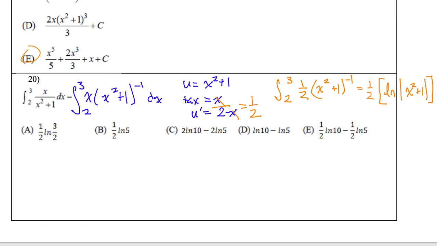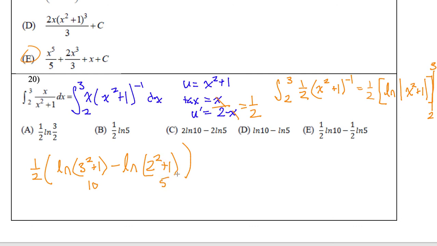Now let's go ahead and finish this problem. Evaluation bar, ran out of room, between 2 and 3. So when I plug in 3, I have that 1/2 still factored on the outside. I have natural log of 3 squared plus 1 minus the natural log of 2 squared plus 1. 9 plus 1 is 10. That's going to be 5, so it's going to be natural log of 10 minus natural log of 5. Don't forget that 1/2 that we still have to worry about.